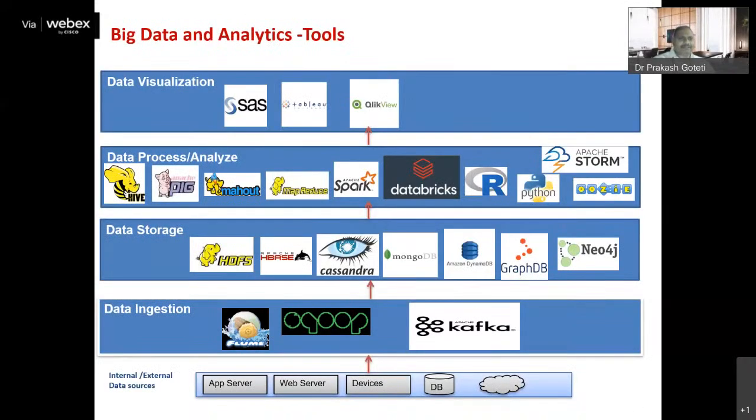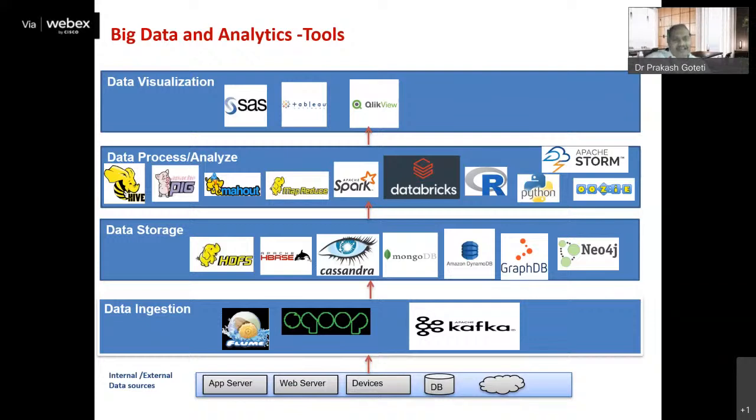Now let us look at the various tools in this particular ecosystem. If you look, we have created multiple slices, right? One is the data ingestion layer, the data storage layer, and the data processing or analysis layer, and data visualization. Data visualization is not exactly a tier, but once you process and analyze the data, you might want enrichment of the events that you processed.